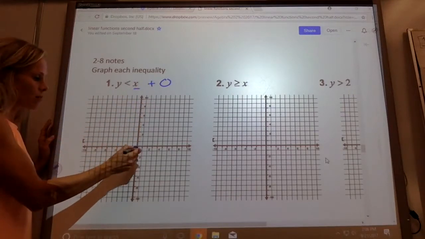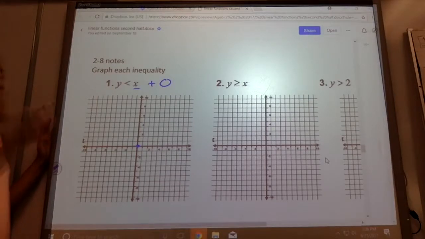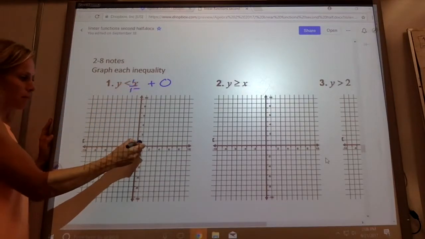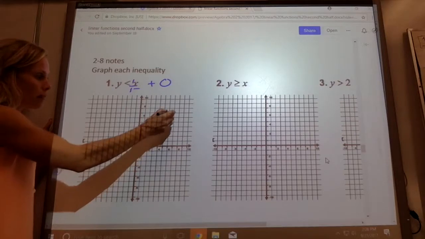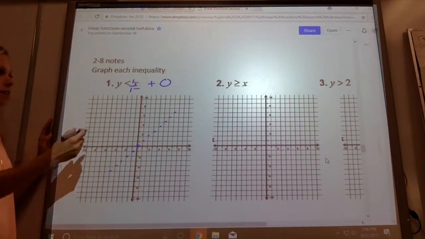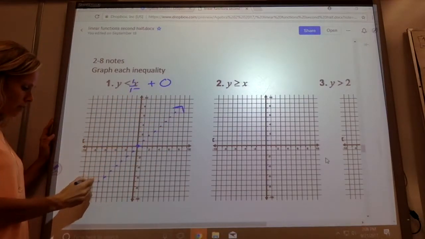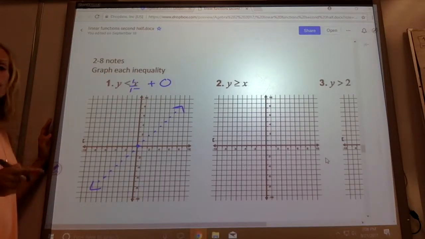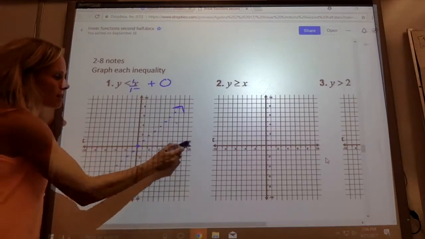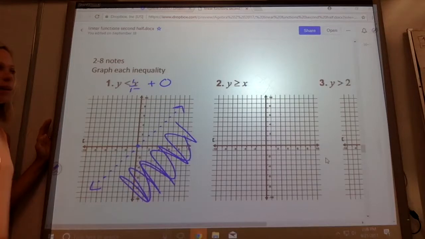So I start at the origin. What's the number in front of x? 1. So my slope is up 1 over 1. Now, is this going to be dashed or solid? Dashed, because it's less than. You still need arrows indicating it goes on forever. And since it's less than, am I going to shade above or below? Below. So it looks like that. You're just graphing a line again and then following those two rules.